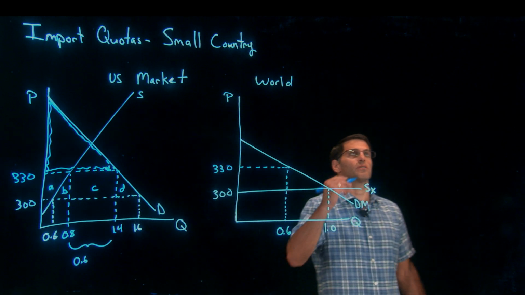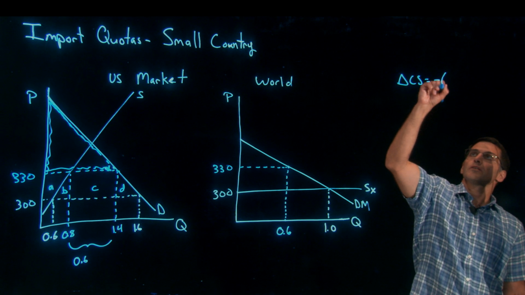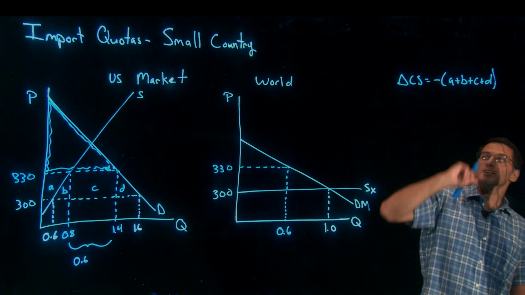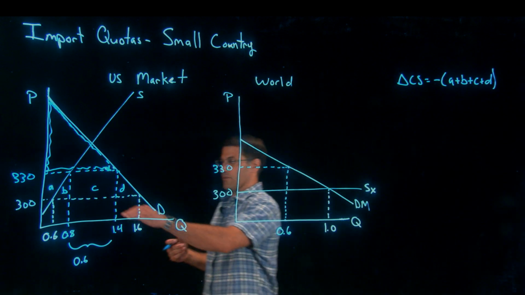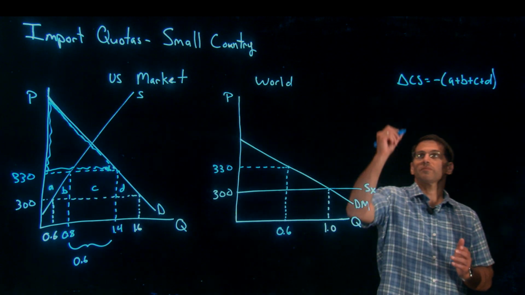So consumers lose A, B, C, and D, exactly as they would with a tariff of $30, right? So the effect on the consumers is exactly the same.